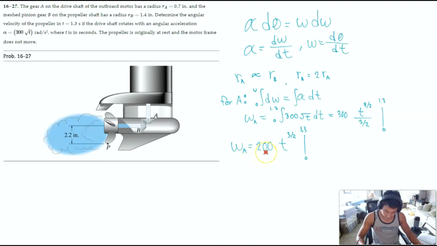Okay, so this is ωA, right? And we know that we can relate RA ωA, right? RA ωA is going to be nearly the same. It's going to be the same thing as what? ω.